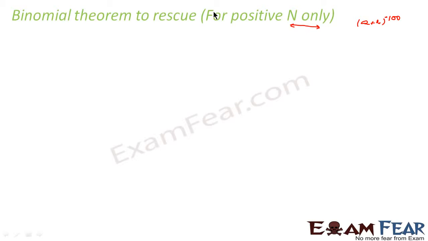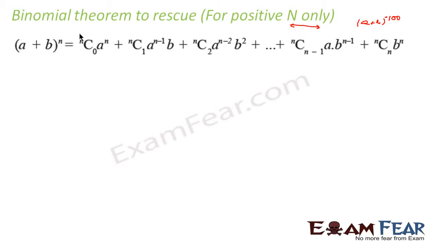So let's see what the binomial theorem says. According to the binomial theorem, if we have (a + b) to the power n, for any n, we can expand this in this form: nC0 a to the power n, nC1 a to the power n minus 1 into b, nC2 a to the power n minus 2 b squared. We keep doing that till nCn b to the power n.